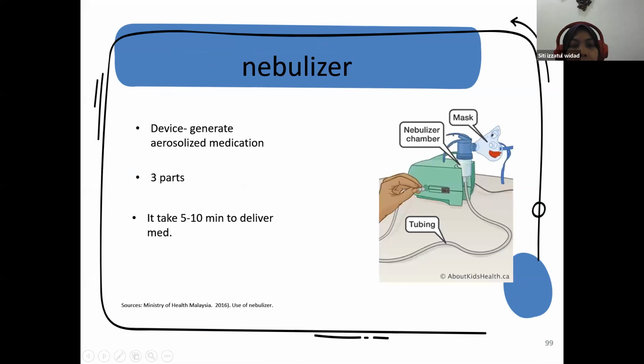So basically, a nebulizer is a device that generates aerosolized medication from liquid medication. It takes 5 to 10 minutes to deliver the medication, and it has 3 pipes with tubing that is connected to the generator, nebulizer chamber, and mask.